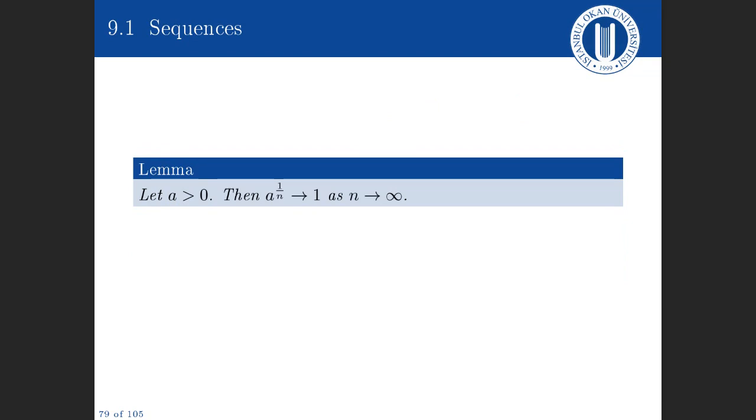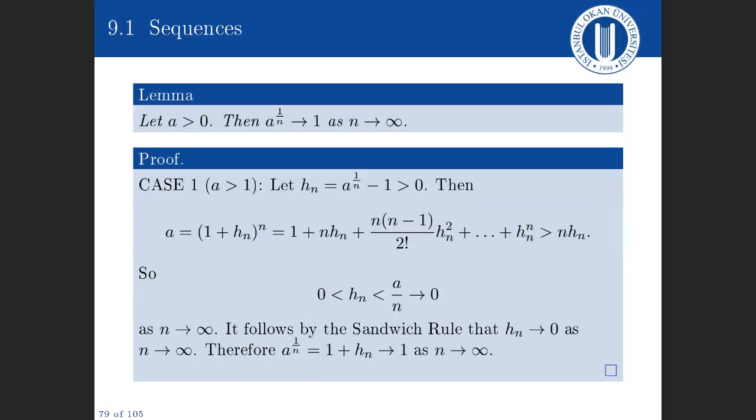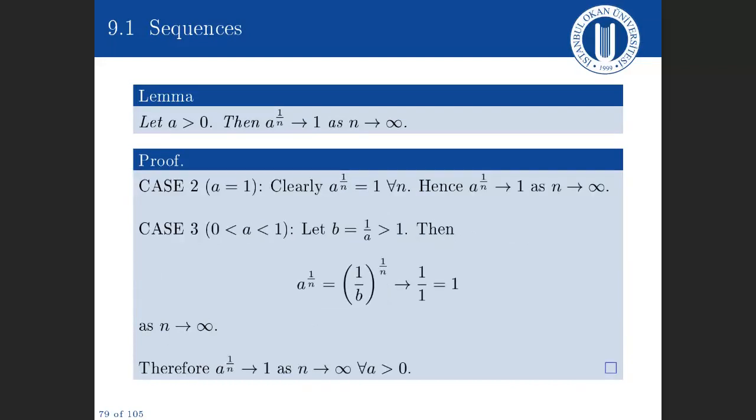Another lemma. What happens to a to the power 1 over n? If a is a positive number, then a to the power 1 over n converges to 1 as n tends to infinity. And I'm actually going to skip the proof of this. I don't think we've got time to talk about this. It's another sandwich rule proof. You can check this later.